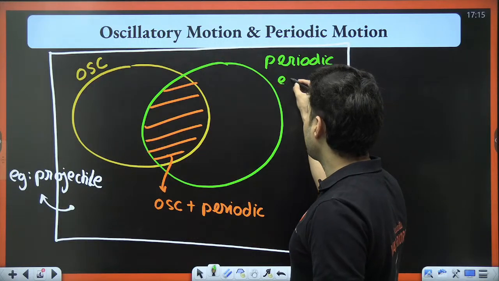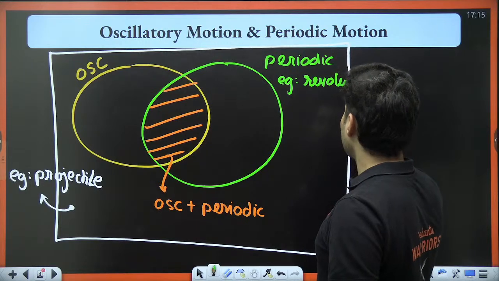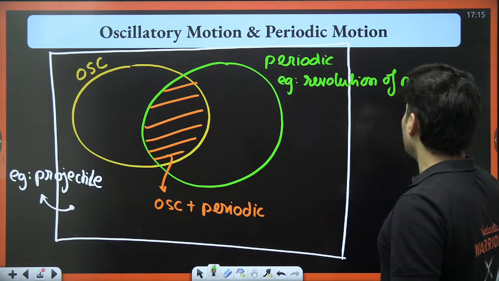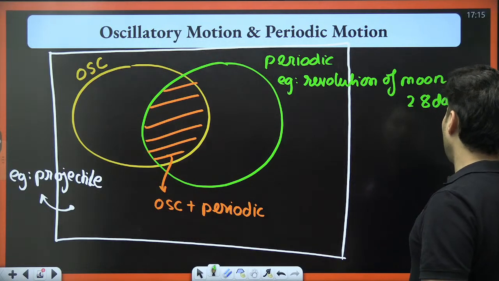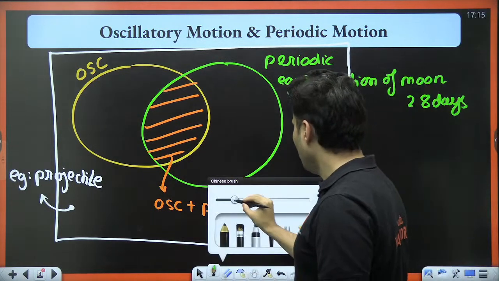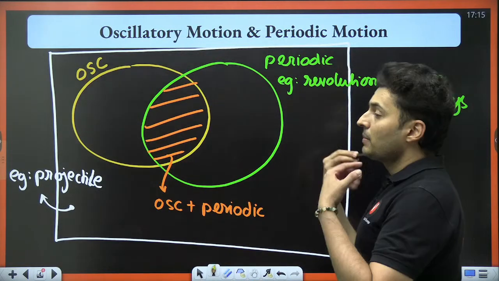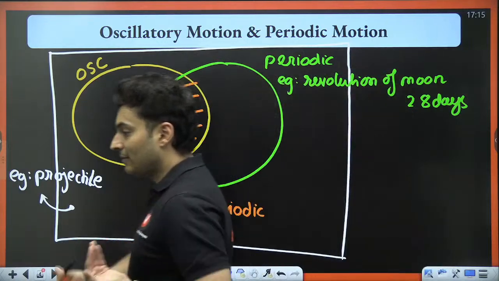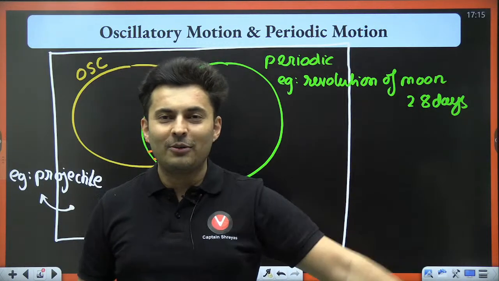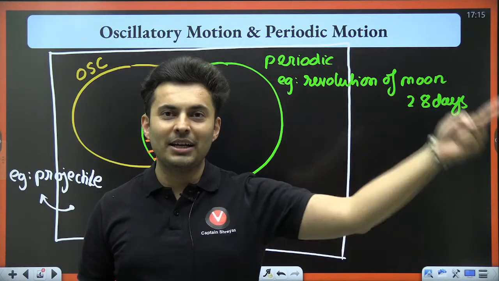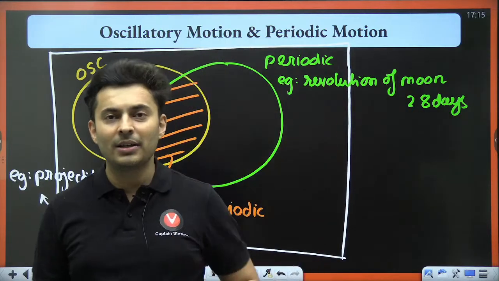So the best example will be the revolution of the moon, which takes around 28 days. Is that right? That is purely periodic. It repeats itself. Yes, clock motion. It is periodic. Every 1 hour the minute hand would have gone, or every 60 seconds the seconds hand would have completed one revolution.